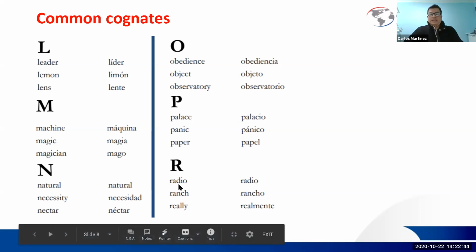Radio, radio, ranch, rancho, really, realmente. This is a little not so similar, but still in the ballpark. And finally, these.